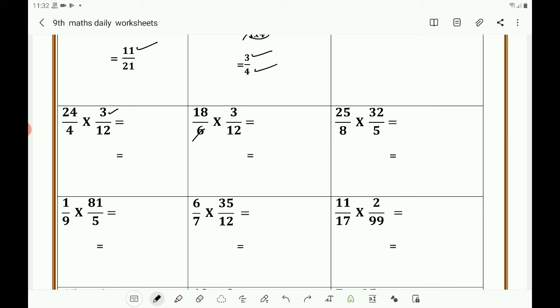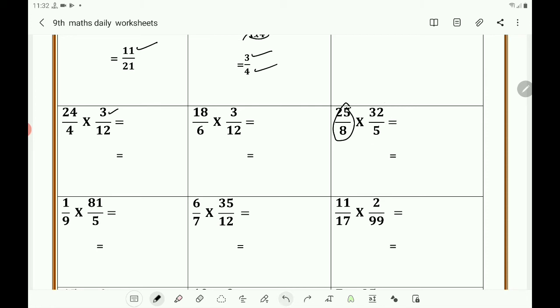Here you have to take the HCF of the numerator and denominator. This by this also you can cancel, this by this also you can cancel. That you follow, the highest common factor of the numerator and denominator.